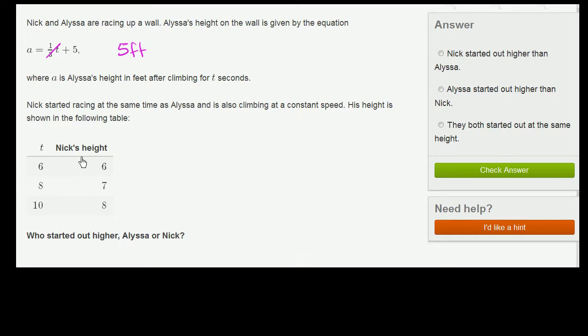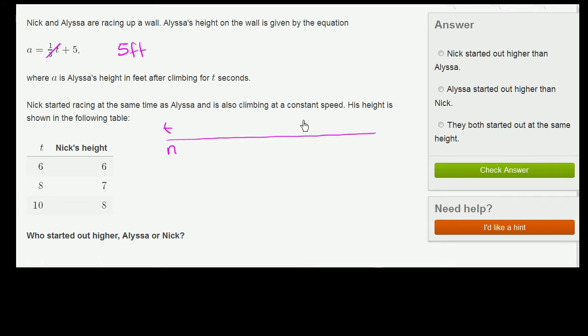Now let's think about Nick's height at time equals 0. There are a couple of ways that we can go about doing this. One is just to go backwards on this chart. Let me show you what I'm talking about. If this is time and this is n for Nick's height, because we have A for Alyssa's height, let me make a little table here.